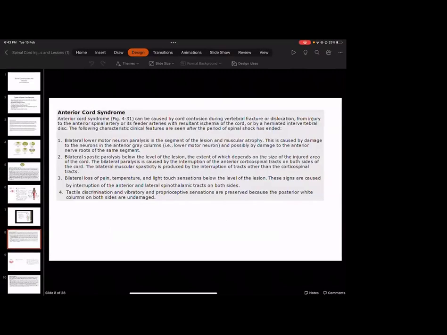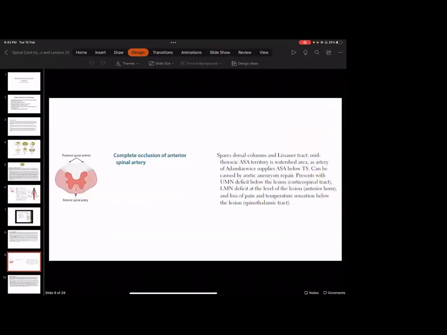Now you have your anterior cord syndrome. Basically, anterior cord syndrome is because of the spinal artery. The anterior side is mainly supplied by your anterior spinal artery, while the posterior side is supplied by the posterior spinal artery. So now if you take away the anterior spinal artery, what's going to happen is that the complete anterior side is damaged, and everything other than the dorsal column is damaged. So what's going to happen? Again, it's basically the same thing.